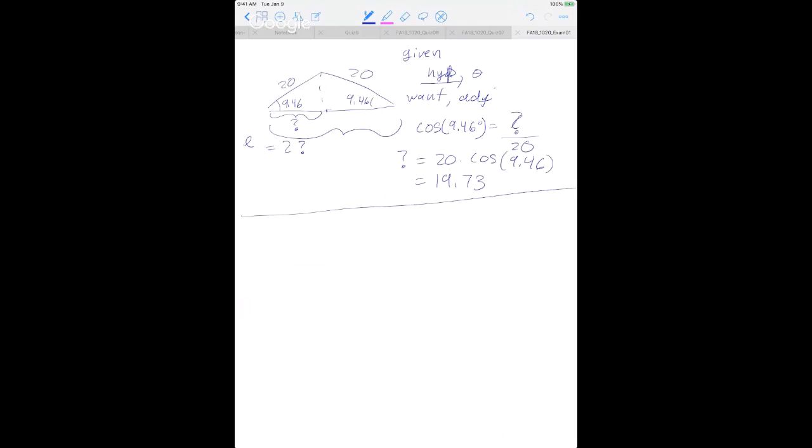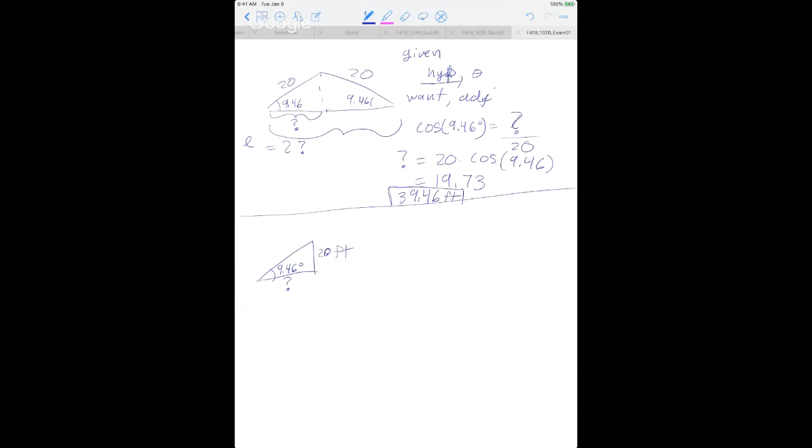Oh, but we have to double it, right? Times 2, 19.73 times 2, 39.46 feet. All right, so what if you drew your picture the other way? What if you said, no, I'm at 20 feet up? Okay. Well, this angle doesn't change. We got that from a different part of the problem. That's still 9.46. And we're still looking for this question mark, right?